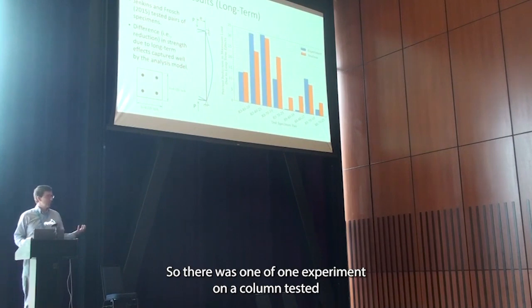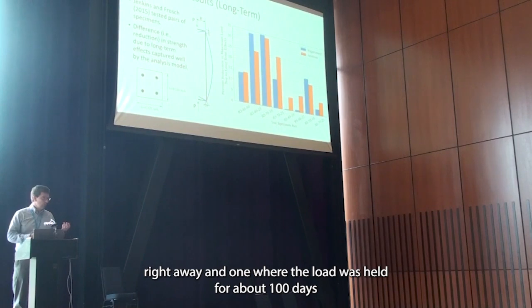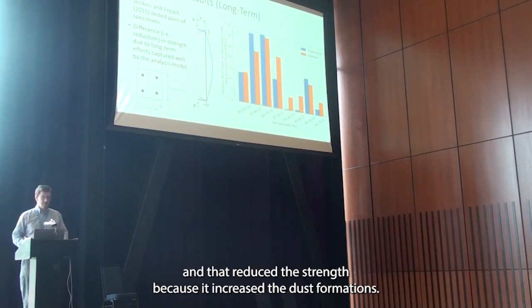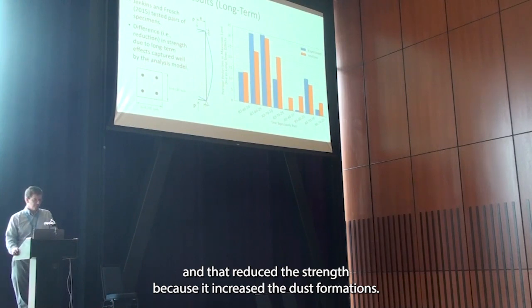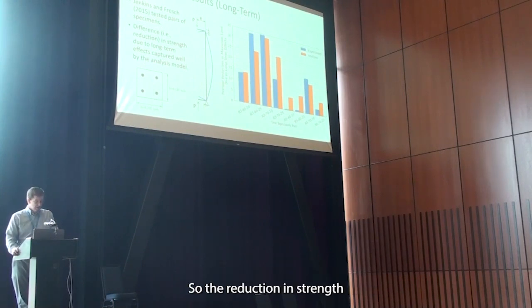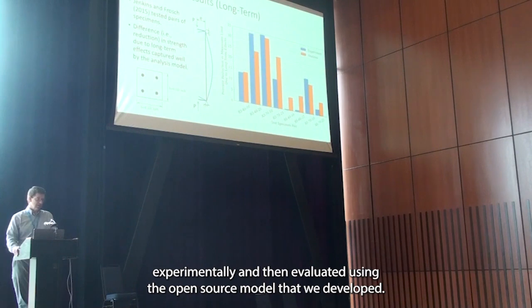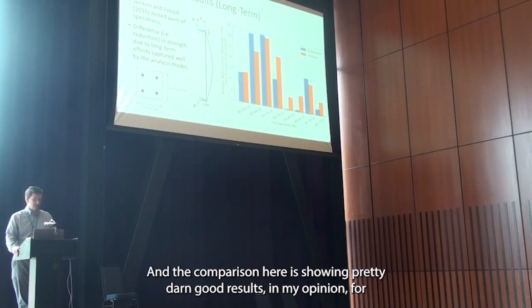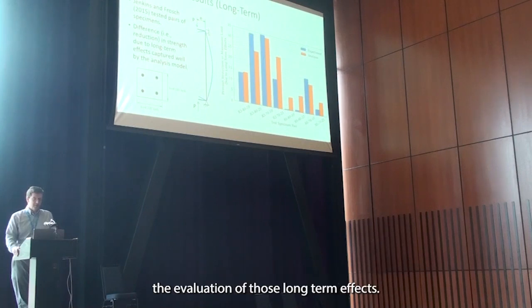So there was one experiment on a column tested right away, and one where the load was held for about 100 days, and that reduced the strength because it increased the deformations. So the reduction in strength is evaluated experimentally and then evaluated using the OpenSeis model that we developed, and the comparison here is showing pretty darn good results, in my opinion, for the evaluation of those long-term effects.